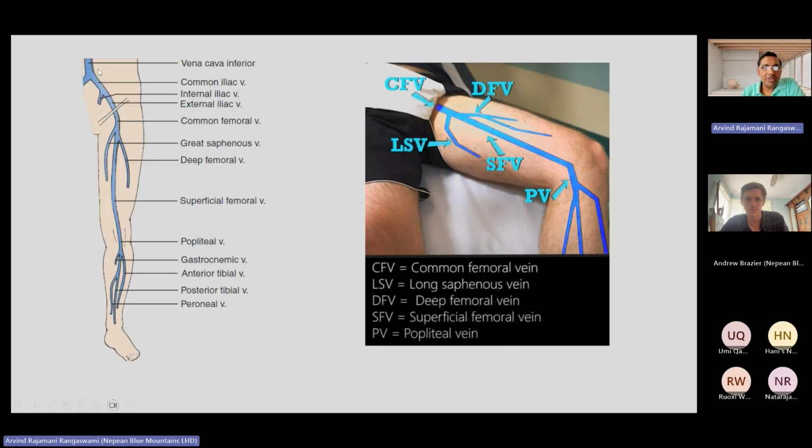So these are the two points that I was talking to you about. This is the common iliac vein here. This is the groin crease, and you have the common femoral vein, and the great saphenous vein joins that, and this is called the saphenofemoral junction. So this is the common femoral vein. This is the deep femoral. This is the saphenous vein, and then they join together to form the saphenofemoral junction.